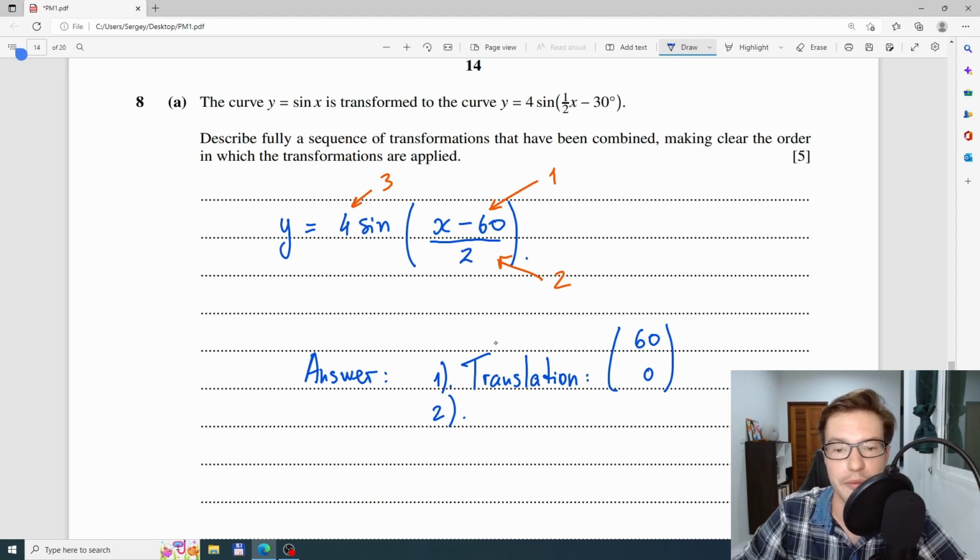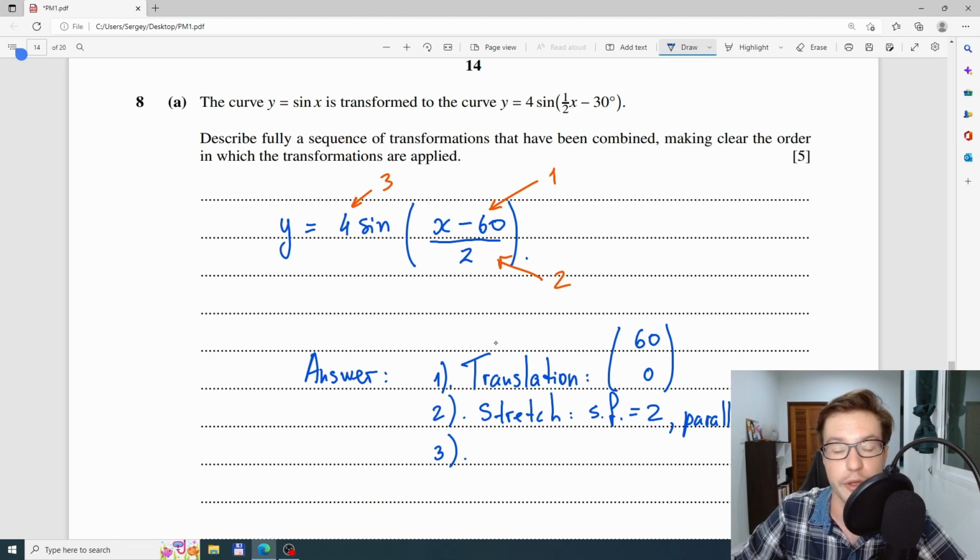Next one, when I divide x by 2, there's going to be a stretch. And then the stretch factor is 2. And the third one, when you multiply the output by 4, all the output values are going to be 4 times bigger. So it means we're going to have a stretch again. By the way, I need to specify what happens in the second step. It's not a stretch in the y-axis, it's a stretch along the x-axis. So let's say parallel to x-axis.